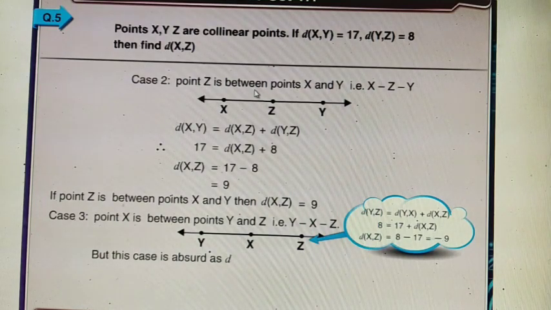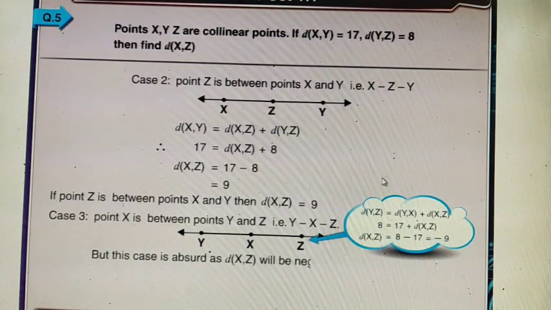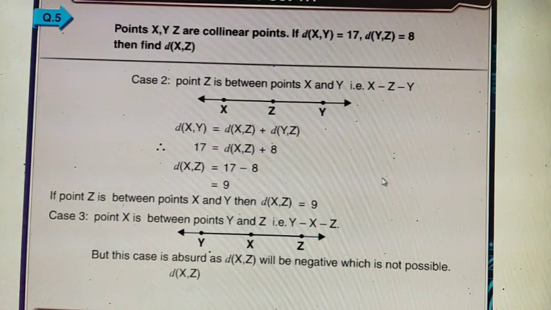Case 3, point X is between Y and Z, that is YXZ. You can see the figure. Here, if we solve, distance YZ is equal to distance YX plus distance XZ. Distance YZ is how much? 8 is equal to YX, which is 17, plus distance XZ. Distance XZ is equal to 8 minus 17, which is equal to minus 9, which is not possible. The distance cannot be negative. This case is absurd, as distance XZ would be negative, which is not possible.